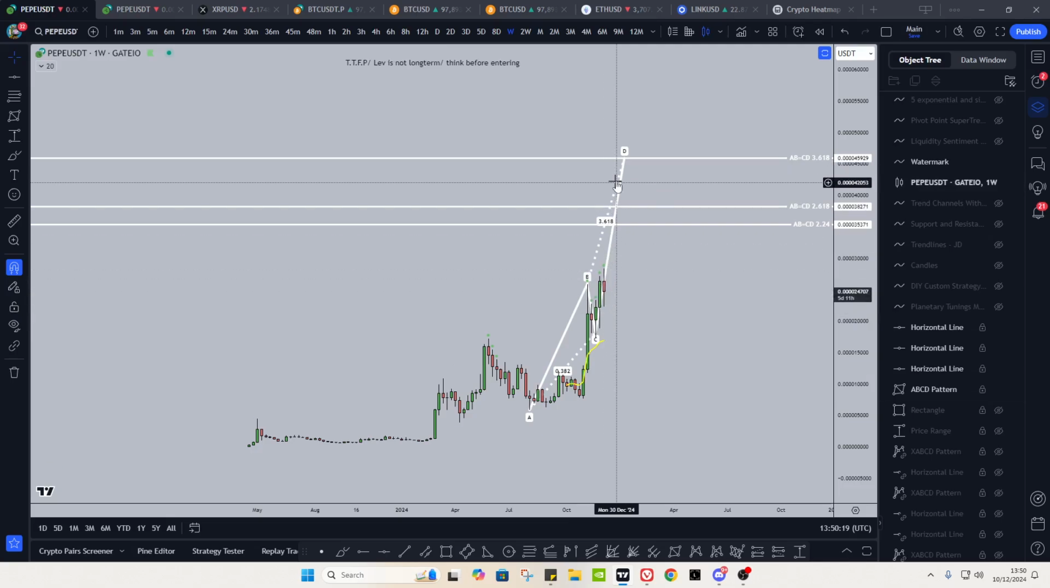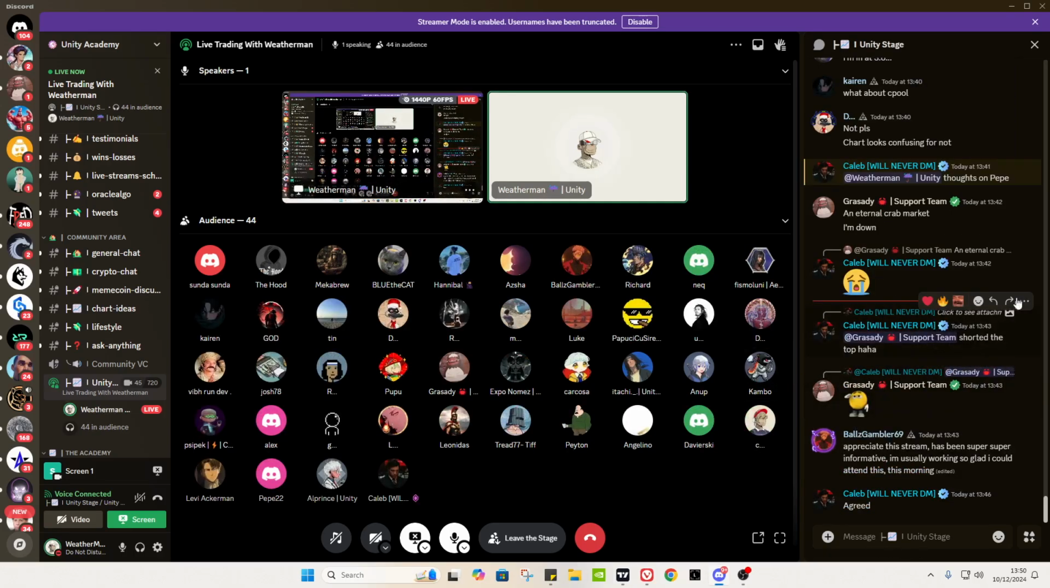Peak euphoria, yeah, I think definitely that's doable there. But for now, I'll just focus on the 2.24 and 2.618 for Pepe.